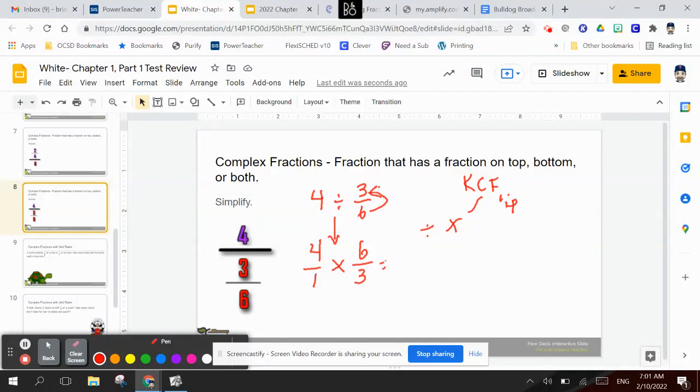And now I can multiply. 4 times 6 is 24. 1 times 3 is 3. Put this in the simplest form, 24 divided by 3, and I get 8 as an answer.